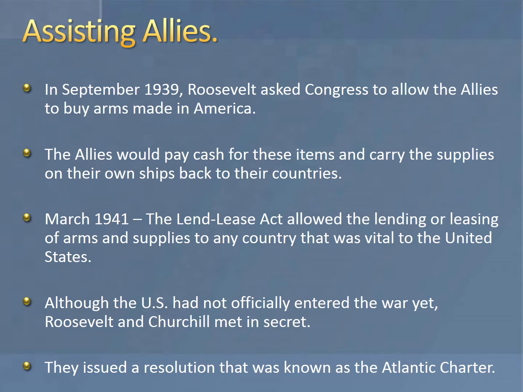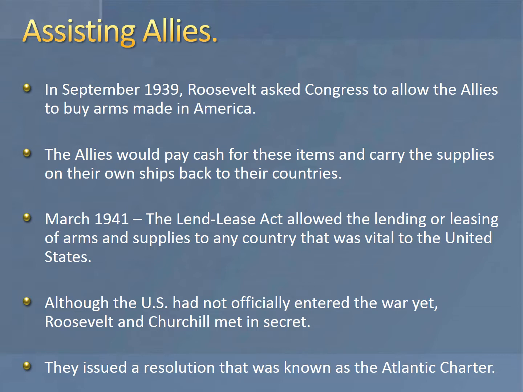In September 1939, Roosevelt asked Congress to allow the Allies to buy arms made in America. So he says, countries can buy arms from America. The Allies would pay cash for these items and then carry the supplies on their own ships back to their country. So again, the United States is kind of playing a mediator, but we're not really becoming involved in the war at this point.